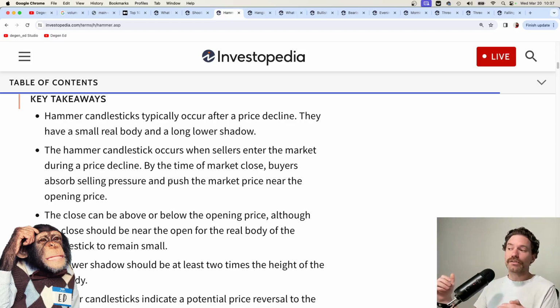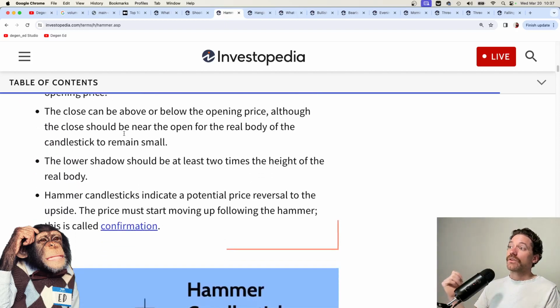Suggesting a bottom, that buyers are stepping in. That's why you see that wick or tail to the downside, or shadow to the downside. The close can be above or below the opening price, although the close should be near the open for the real body of the candlestick to remain small. And the lower shadow should be at least 2 times the height of the real body.